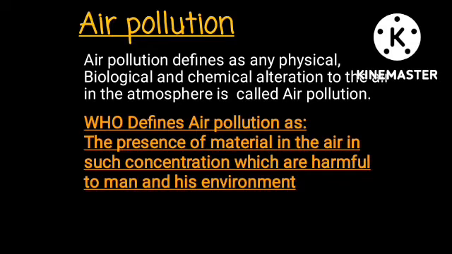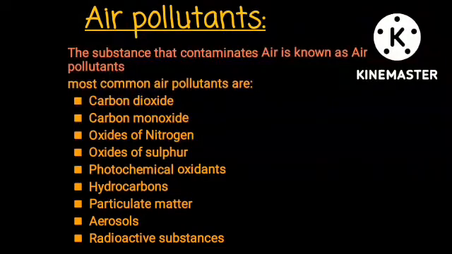So, which material are they talking about? This material is known as an air pollutant. So, what are air pollutants? Air pollutants are substances that contaminate air. The most common air pollutants are carbon dioxide, carbon monoxide, oxides of nitrogen, oxides of sulfur, photochemical oxidants, hydrocarbons, particulate matter, aerosols, radioactive substances, fluorides, right? These are the most common air pollutants.